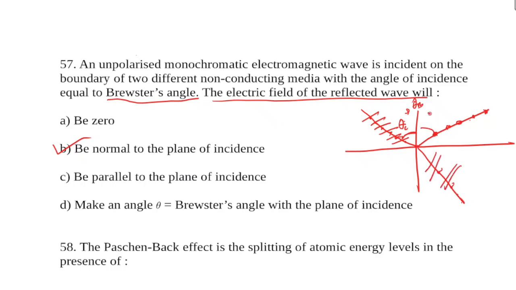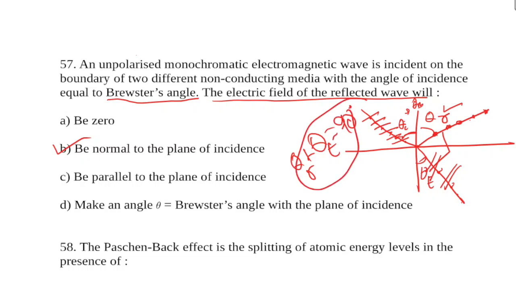Okay, so here this is your theta r, the reflected angle, and this is your theta t. One more concept you should remember: theta r plus theta t will always be 90 degrees. Okay, and this is also 90.